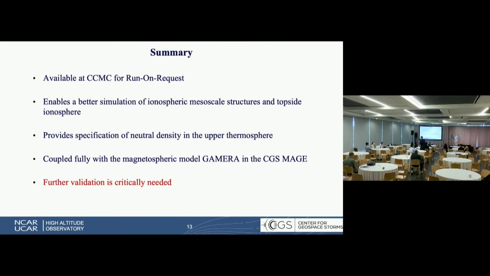Just for when TIEGCM is coupled with GAMERA, does GAMERA also provide the aurora precipitation and hemispheric power? Yes, I probably did not make this clear because of time constraints.